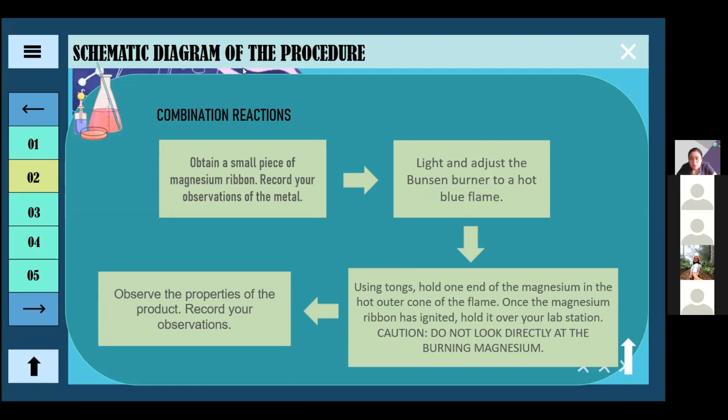In the combination reactions, first we obtain a small piece of magnesium ribbon, then record your observation of the metal. Light and adjust the Bunsen burner to a hot blue flame. Next, using tongs, hold one end of the magnesium in the hot outer cone of the flame. Once the magnesium ribbon has ignited, hold it over your lab station. Lastly, we observe the properties of the product and record your observations.